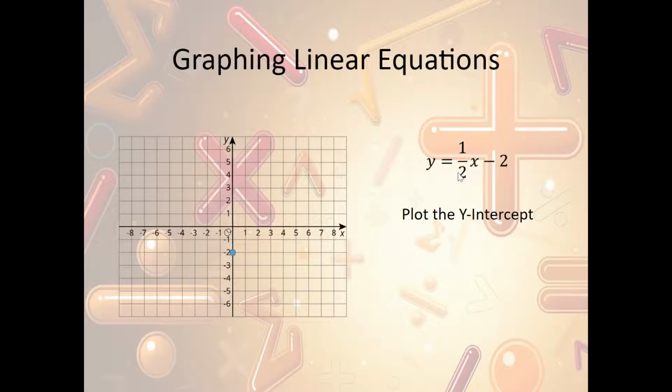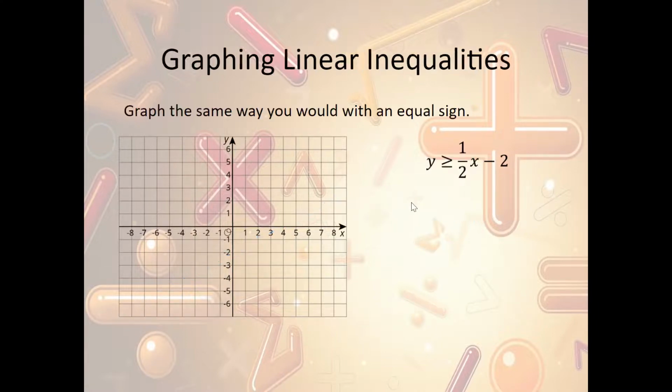Then I'm going to use the slope to plot the second point. So this tells me change in y of 1, so I'm going to go up 1, change in x of 2, so I'm going to go to the right 2, so up 1 to the right 2, and I plot my point there, and then I connect the dots, and now I have a linear equation that's been graphed. Now how does this apply to inequalities?